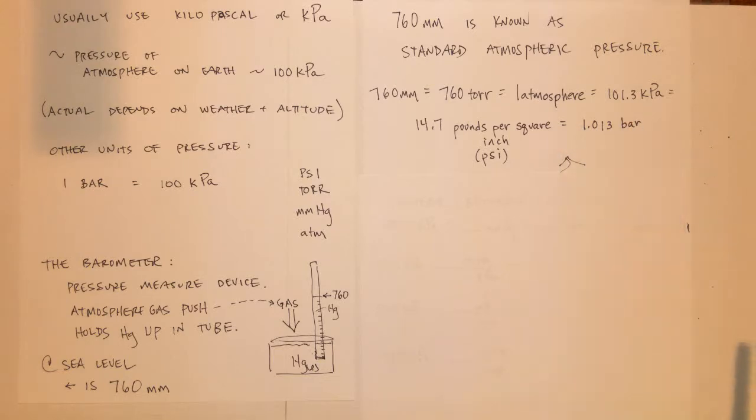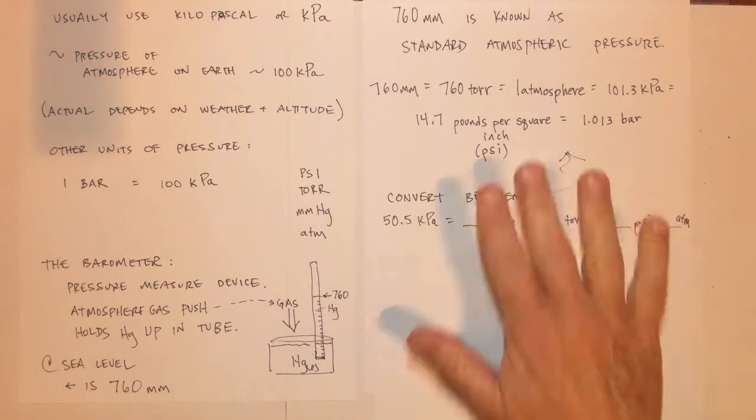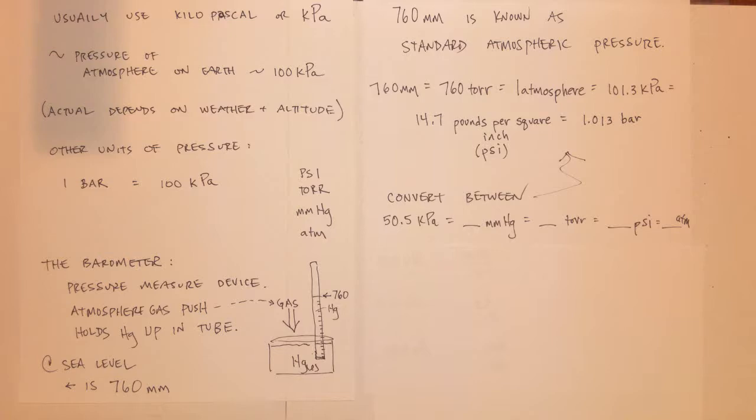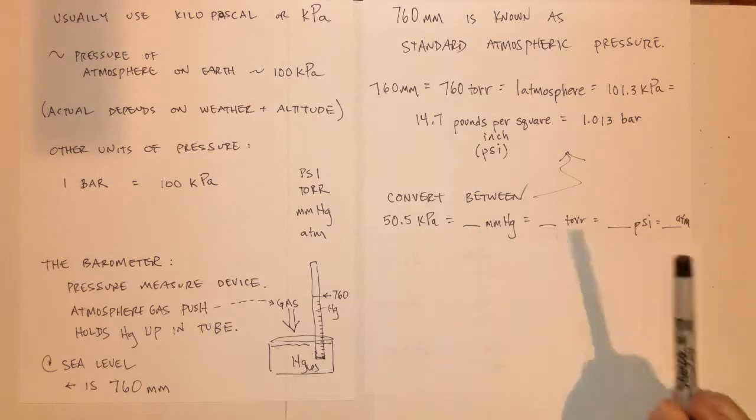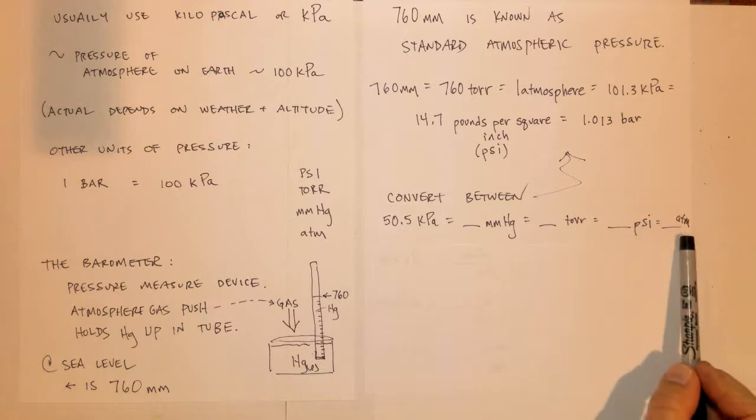1.013 bar. You have to become good at converting between these units because we'll interchange them many times throughout this chapter. And so here's one quick sample problem. Take 50.5 kilopascals and please convert it to millimeters of mercury, torr, psi, and ATMs.